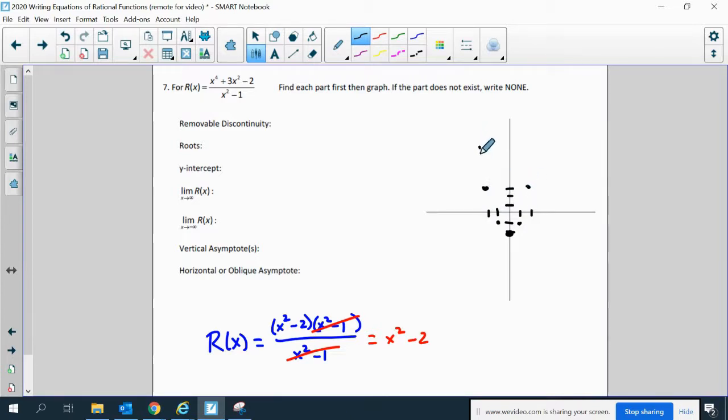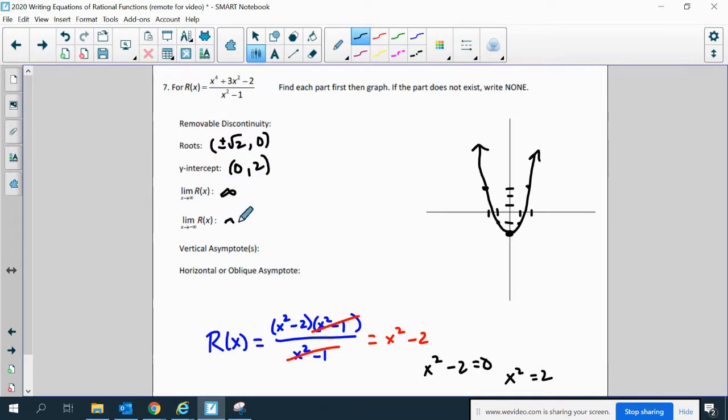With some slight modifications. So it's going to look like a parabola. So what I am going to end up having to do is figure out what these modifications are. My y-intercept is at (0, 2). I have roots at plus or minus square root of 2, comma 0. And that would be clear if I factored this further, or if I just set x^2 - 2 equal to 0 and solved, I'd get x^2 equals 2 and take the square root and you'd get a plus or minus. The limit of both of these is infinity.